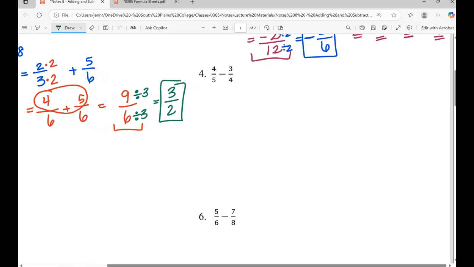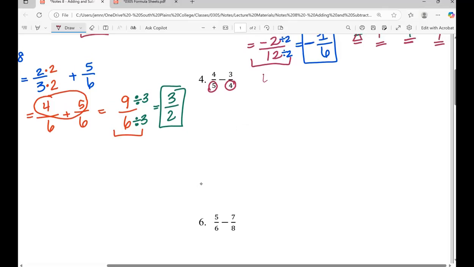Number 4. Right now, I have denominators of 5 and 4. If you need to keep having that least common multiple conversation with yourself, then do it. 5, 10, 15, 20, 4, 8, 12, 16, 20. The moment you see something show up in both lists, that will become your common denominator.